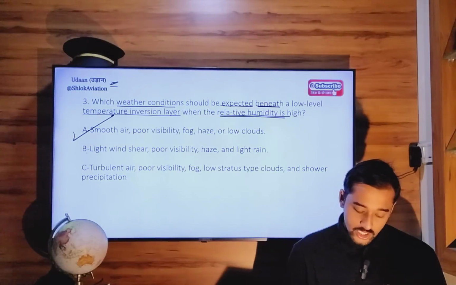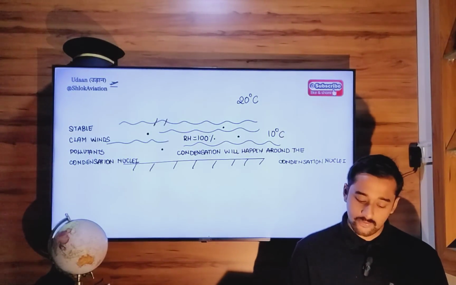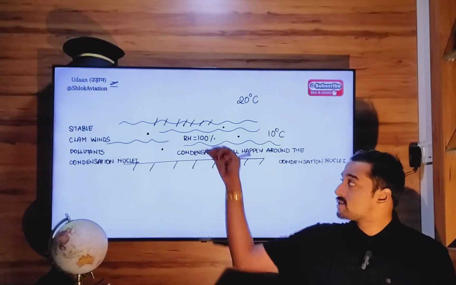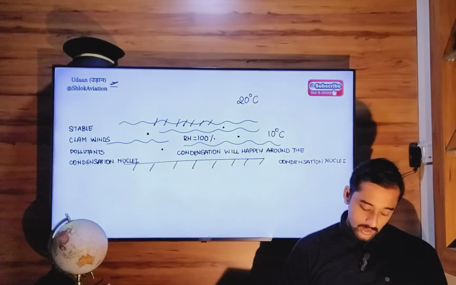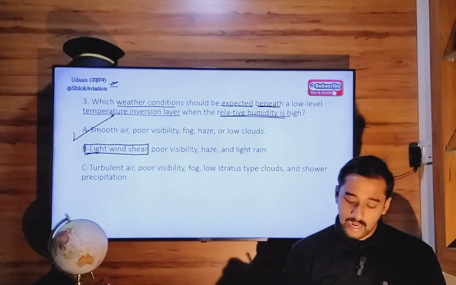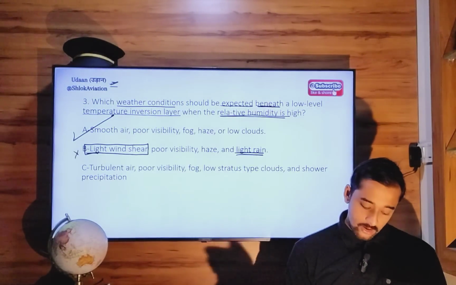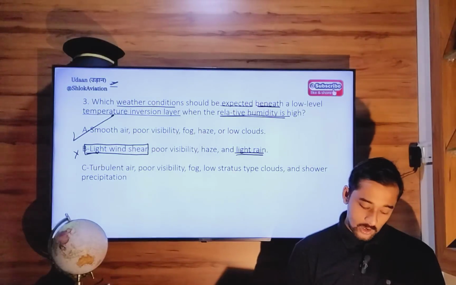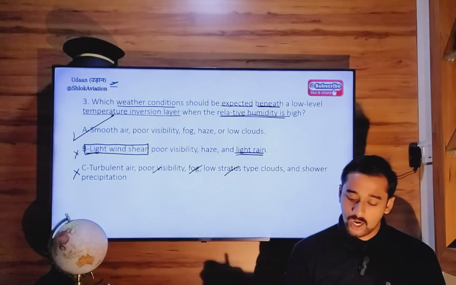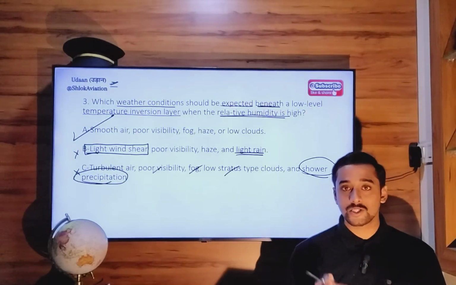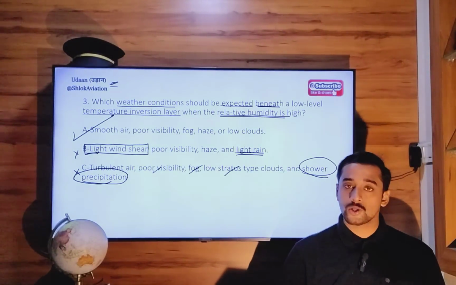Now light wind shear will be encountered at the inversion layer, okay, at the boundary of this inversion layer threshold, not beneath it, not below it. So that's why we eliminate option Bravo. And light rain, that is also not possible because the layer is stable. Option C, turbulent air, again wrong. Poor visibility, okay. Fog, okay. Low stratus cloud, okay. Showery precipitation, again wrong because inversion layer is nothing but a stable air layer. So option Charlie is also eliminated.